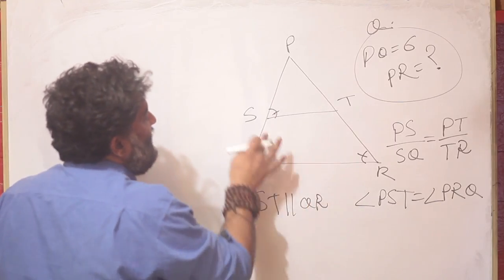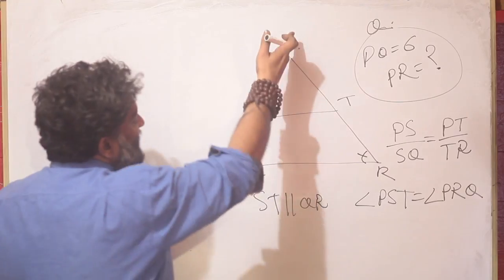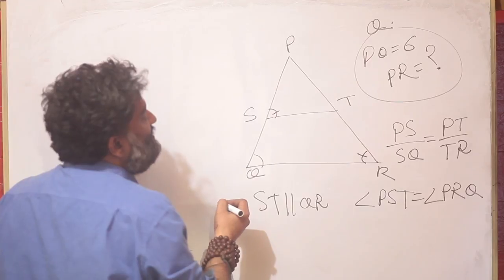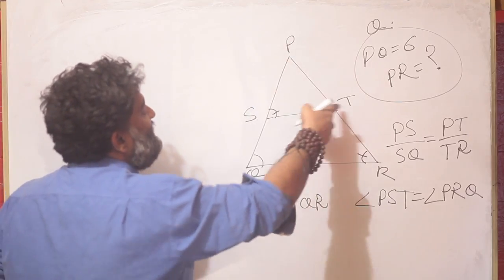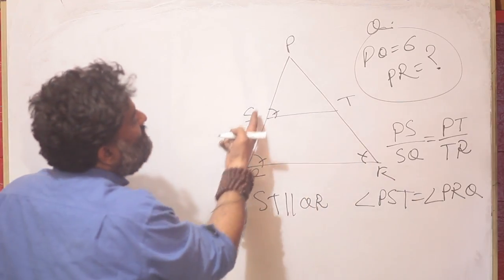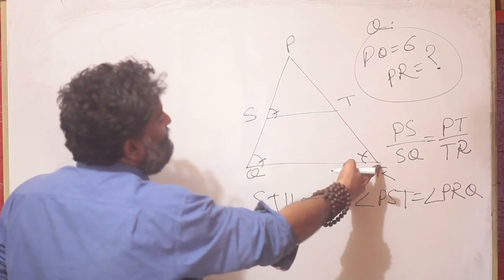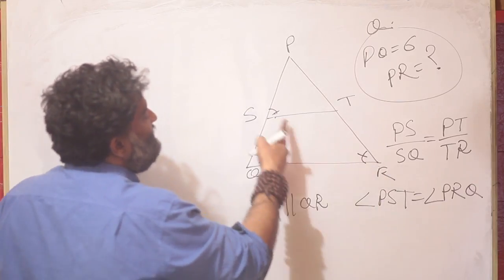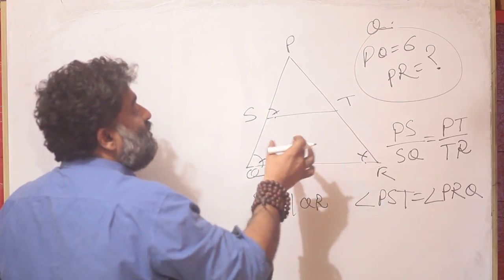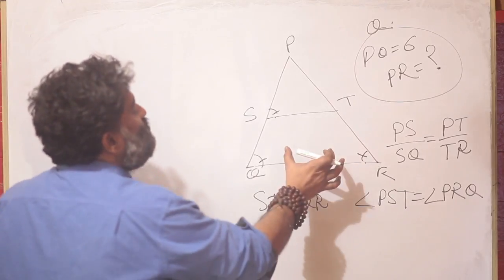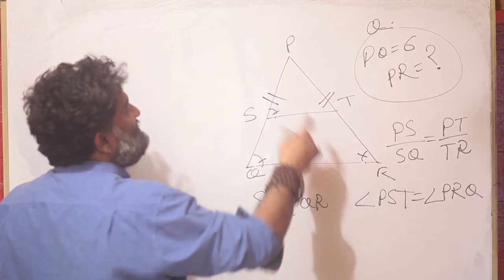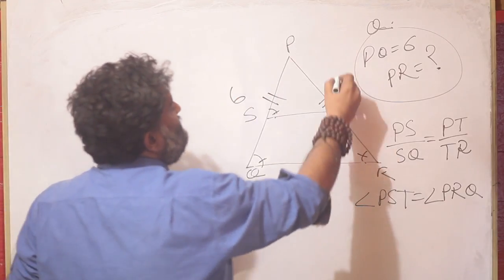The moment I have this, I notice ST and QR are parallel lines and PQ is a transversal, and this angle are corresponding to each other. That means whatever is the value of angle PST, the same value is going to apply for angle PQR. And I already know angle PST is equal to angle PRQ. This angle is equal to this angle is equal to this angle. That means these two angles are equal to each other. Now, using the theory of isosceles triangles, if two angles are equal to each other, the opposite sides are also equal to each other. Now it's done. PQ is 6 units, so PR is also going to be 6 units.